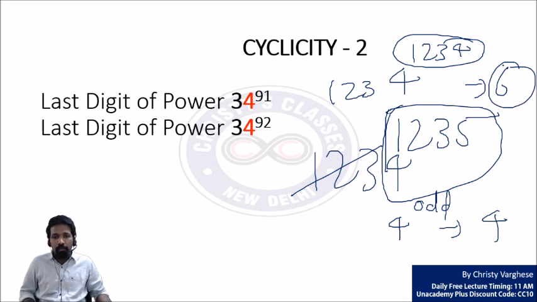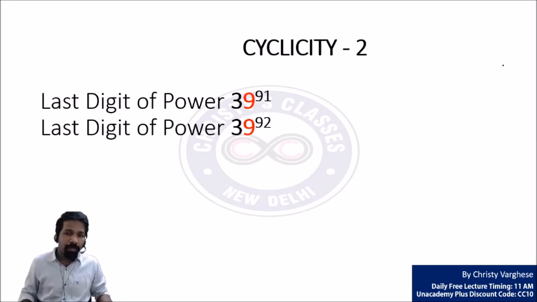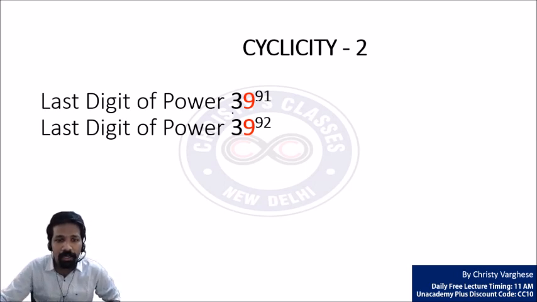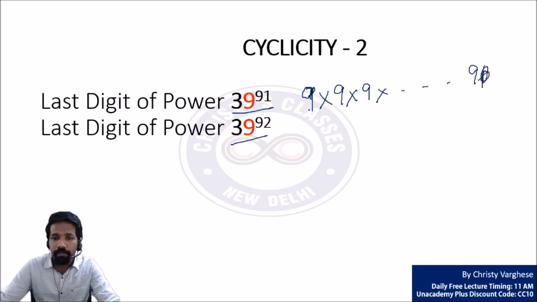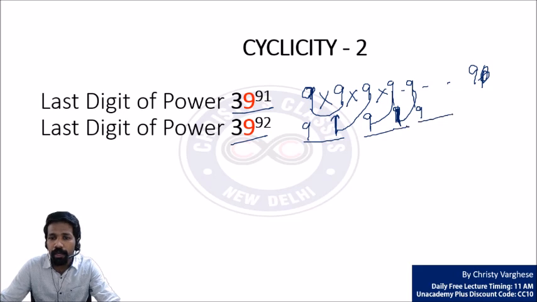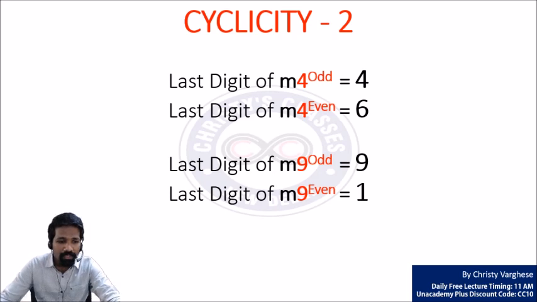So cyclicity of 4 is an example. 9 is also another example. Look at these two examples: 39 raised to 91, 39 raised to 92. 39 raised to 91 means what? 39 into 39 into 39, 91 times. Again, we are only concerned about the last digit. So 9 into 9 into 9, 91 times. 9 into 9 is 81, and 81's last digit is 1. 1 into 9 is 9. 9 into 9 is again 81, so 1. Then 1 into 9, again 9. Look at this: 9 1 9 1 9 1. It repeats. So we understood that for 9 also there are only two elements in the power cycle.